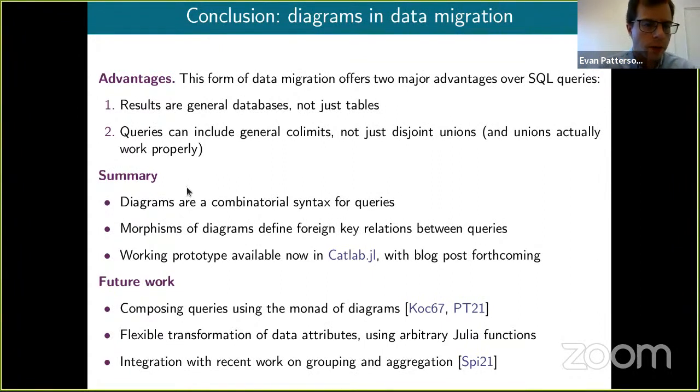Okay, so to summarize, in this entire talk I've illustrated how diagrams can be used as a combinatorial syntax for queries, and then how the morphisms of diagrams let you specify, if you want to do a data migration, what will be the foreign key relations between the results of those queries.